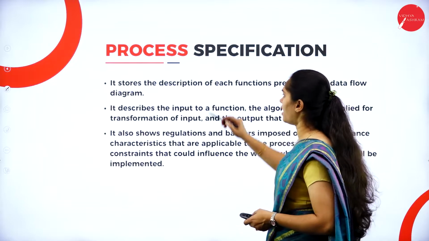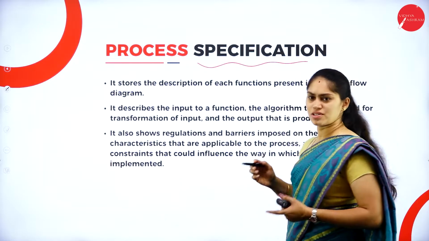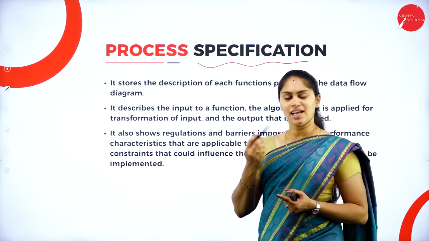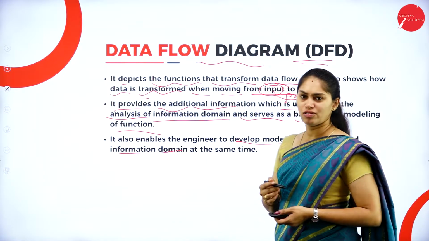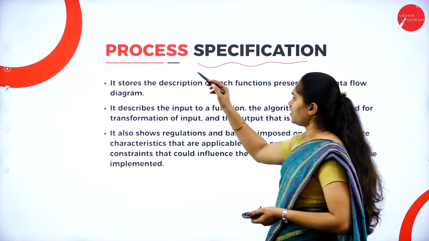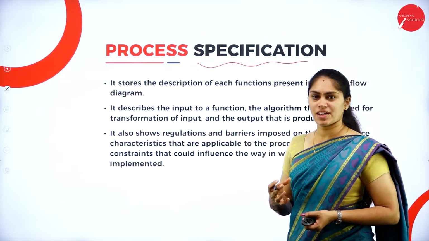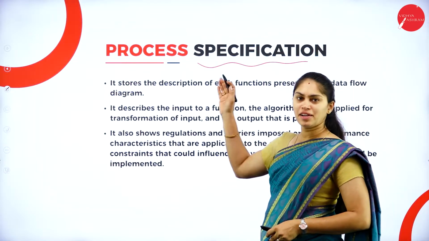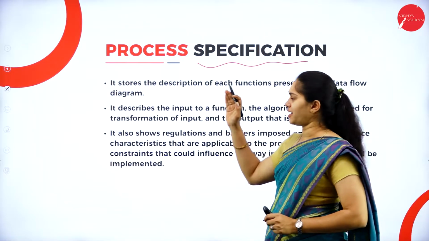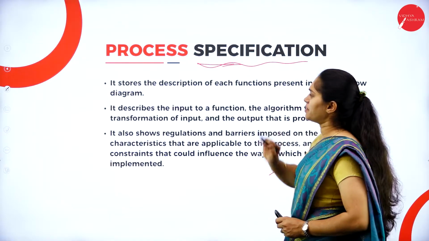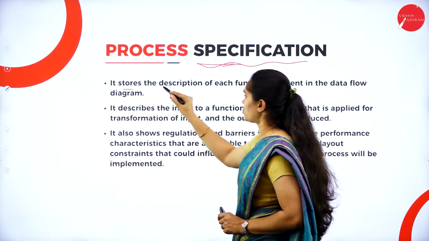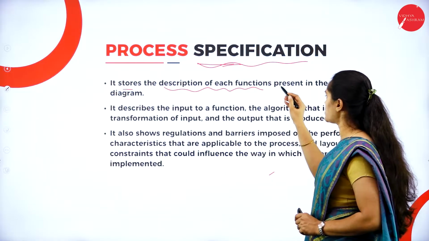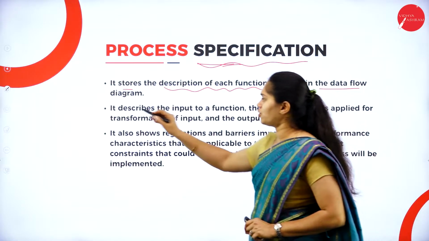So next what we have is the process specification. Now we know about the ERD, entity relationship diagram, and also the data flow diagram. So why do we need this process specification? This is also one of the elements of the analysis modeling. So why is this process specification important, and what does it store? Mainly it stores the description of each function present in the data flow diagram.